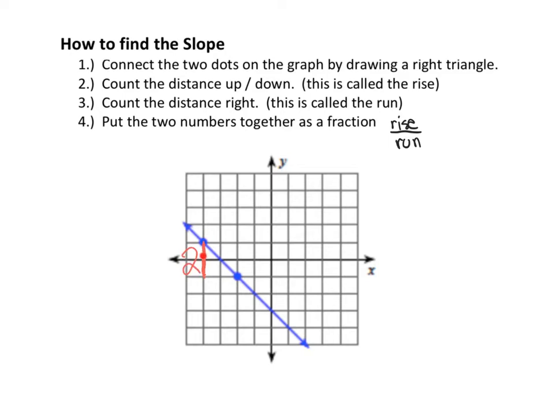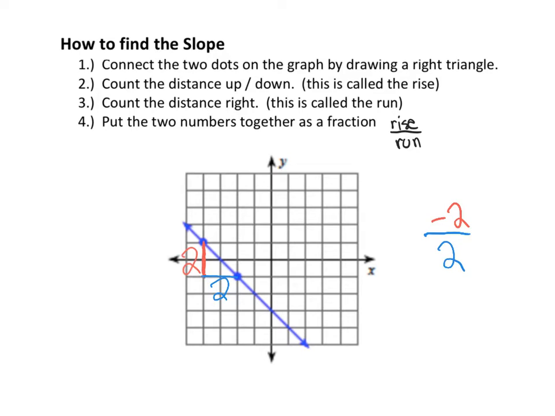So that's 1, 2. Now I need to do my run, which is to the right. 1, 2. So now I need to do the last step, which is to put the 2 together. Rise is first, so the up or down. In this case, it's down, so it's a -2. And the run is to the right, so that would be a +2.